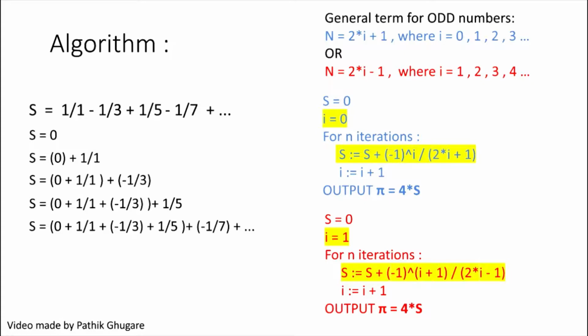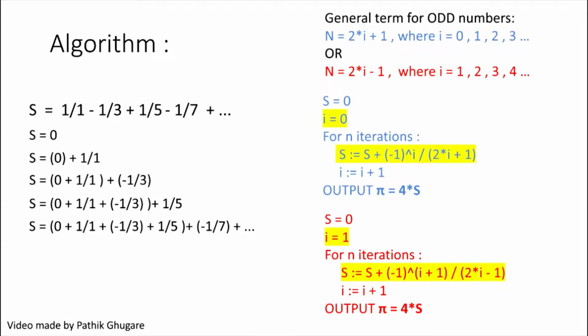Let's consider the one where I is initialized from 0. So here, 2 times I plus 1 in denominator accounts for odd number, and minus 1 raised to I accounts for alternate plus and minus sign. Minus 1 raised to I will be positive for even values of I and will be negative for odd values of I. Similar logic is there for next algorithm where I is initialized as 1. So this is our algorithm.